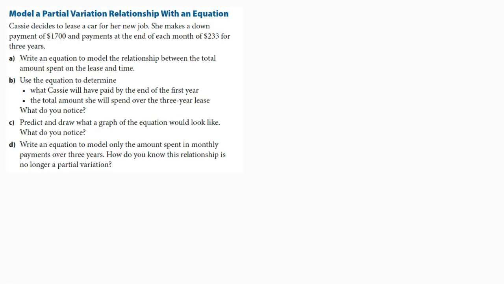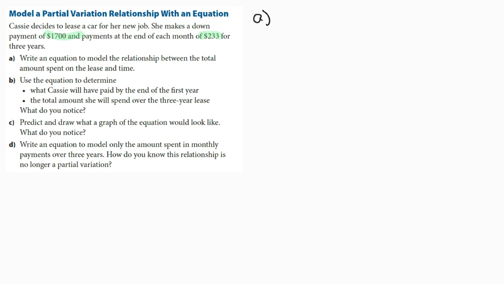Okay, so the last example we're going to look at is what the equation of a partial variation looks like. For example, Cassie decides to lease a car for her new job. She makes a down payment of $1,700, and then a regular payment at the end of each month of $233 for 3 years. Write an equation to model the relationship between the total amount spent on the lease and the time. So let's look at what that might look like.